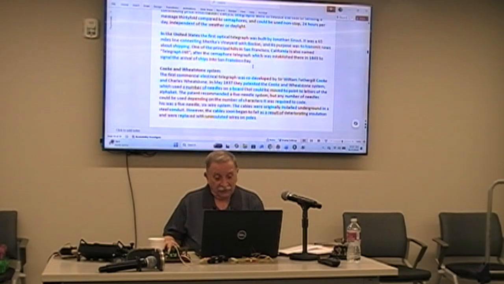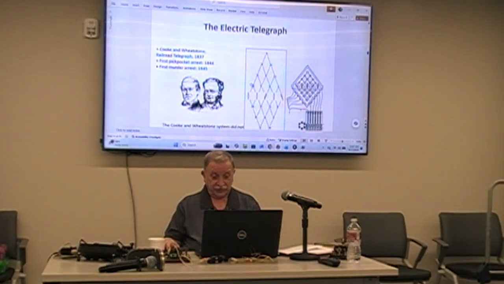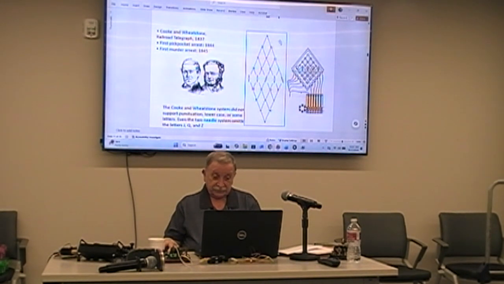Over the years, back in 1837, a couple of gentlemen named Cook and Wheatstone developed a system that used a number of needles on a board that could be moved to point to different letters on that board. And here's a picture of it. You can see there are letters on this board, and needles at different positions. It was a 7-wire system, so there were actually 7 wires stretched across a short distance, because it's very difficult to stretch those wires out and keep them safe.